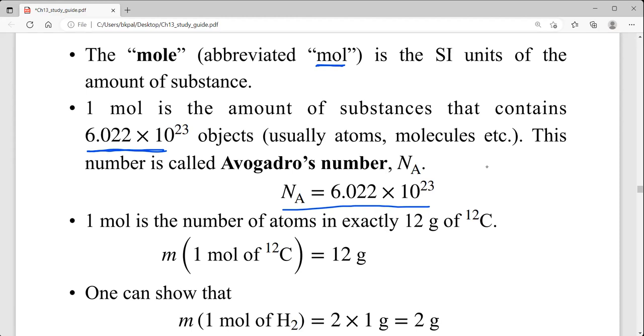So here you see that mole and mass are connected. Again, here we are using the carbon 12 atom as a reference, and the mass of a carbon 12 atom is equal to 12 gram.